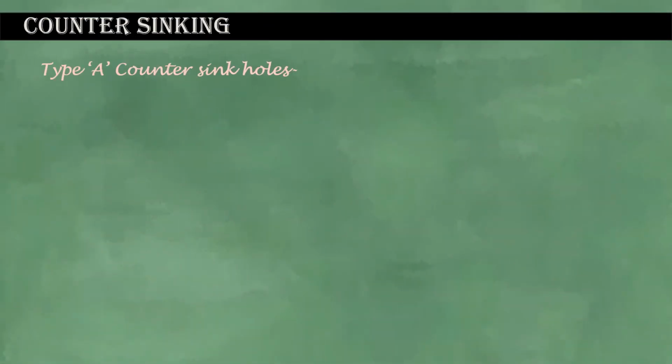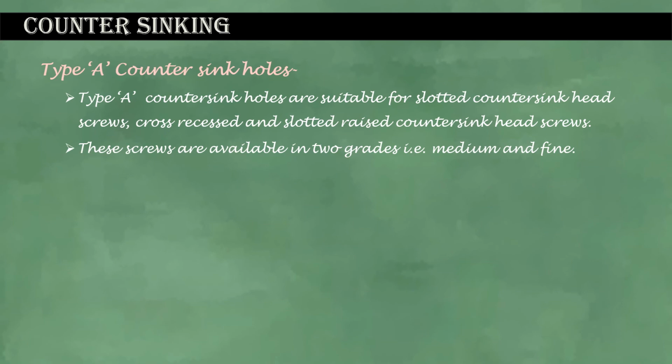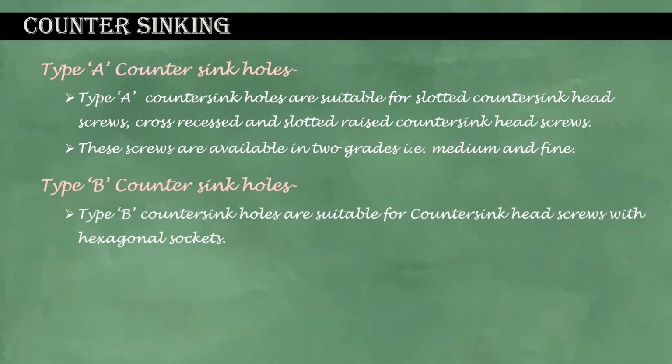Type A countersink holes. Type A countersink holes are suitable for slotted countersink head screws, cross-recess and slotted raised countersink head screws. These screws are available in two grades, that is medium and fine. Type B countersink holes. Type B countersink holes are suitable for countersink head screws with hexagonal sockets.